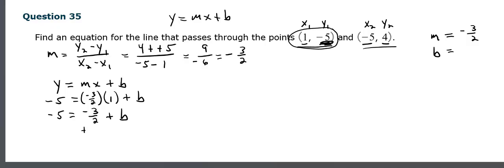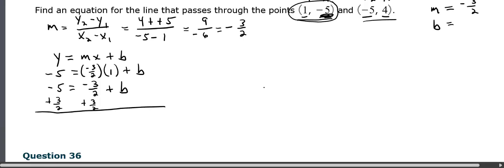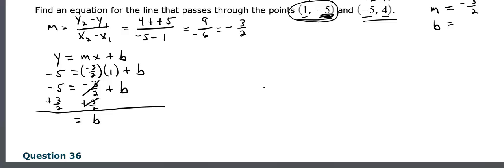So we're solving for b, so we need to add 3/2 to both sides. So on the right hand side, that would cancel out, leaving us with b. Now on the left hand side, we're adding -5 and 3/2 together. So we need a common denominator, which would be 2. So we're going to multiply numerator and denominator by 2, and this would give us -10 over 2 plus 3 over 2, which is -7 over 2 for our y-intercept.